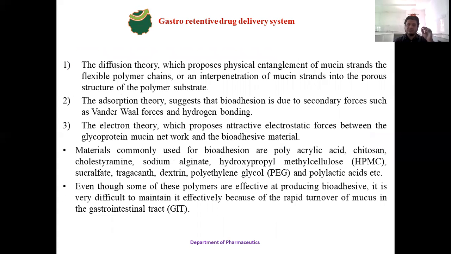Okay, so these are the four theories. Now examples, as I already said, bioadhesive polymers like sodium alginate or chitosan, then dextrin. These are first generation. Second generation polymers are also there, like thiomer, then lectins. Okay, so these are examples of bioadhesive polymers.